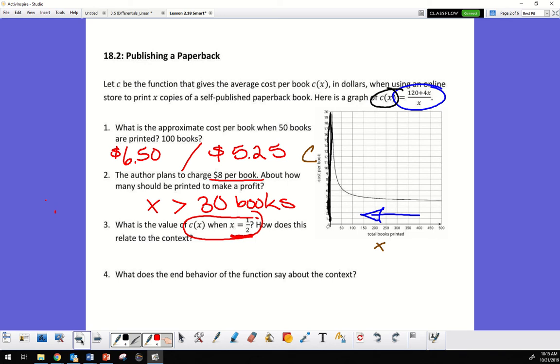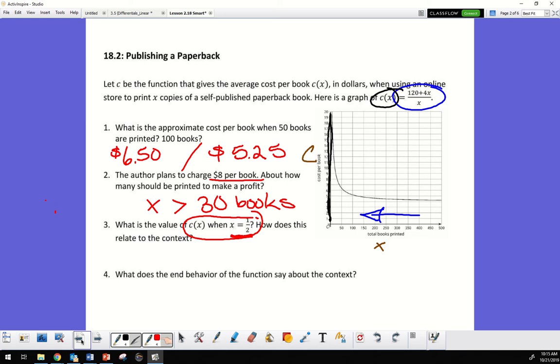Can you have negative people? No, because negative people get thrown off the airplane, right? Okay, can we have half a book? No, X represents books, right? X represents books. Can I have half a book? No, can't have half a book.